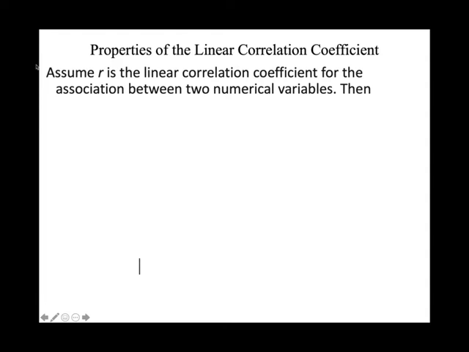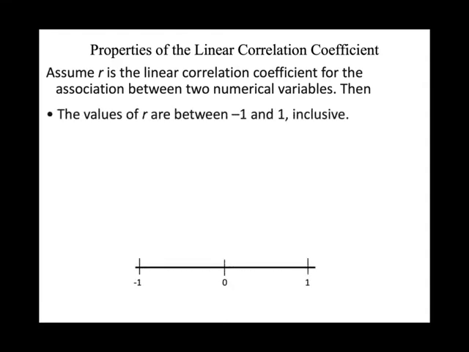So what we're going to do is find out R. And R here is called the linear correlation coefficient. This tells you the strength of the linear correlation. So let's look at some properties. First, R is always between -1 and 1. So R is always between -1 and 1.